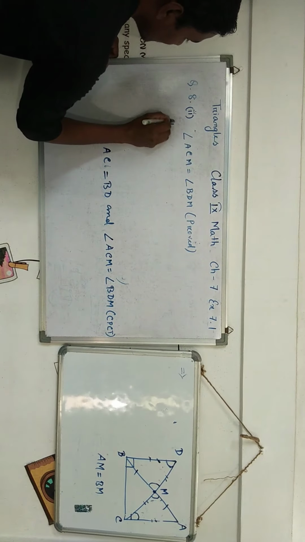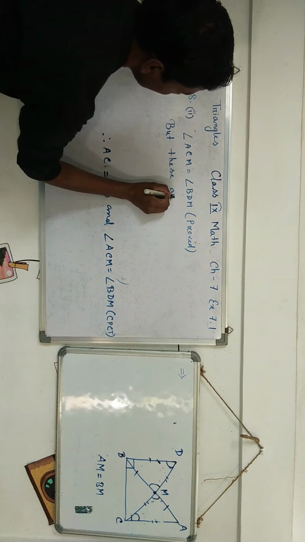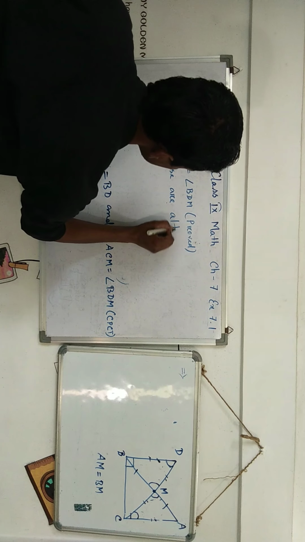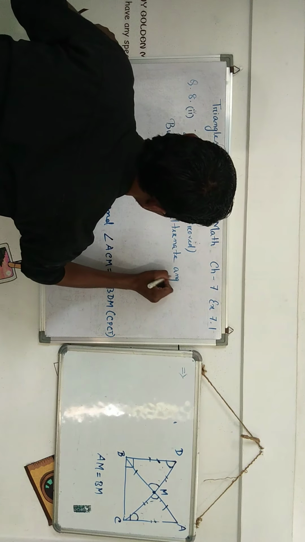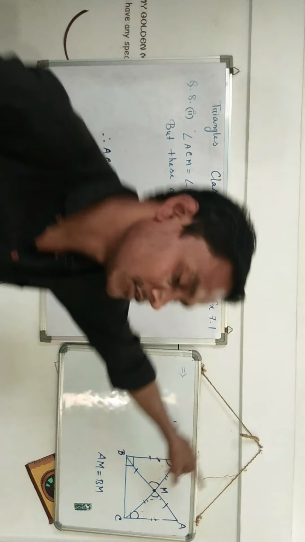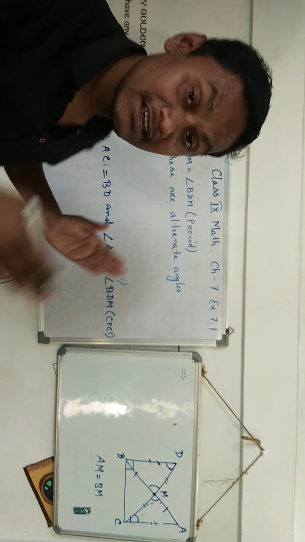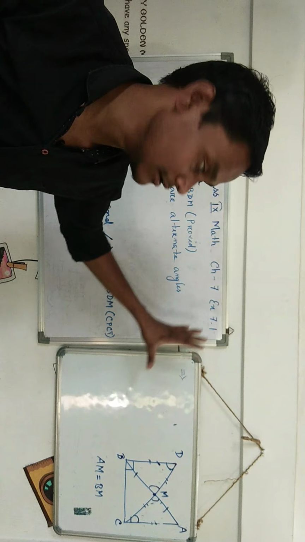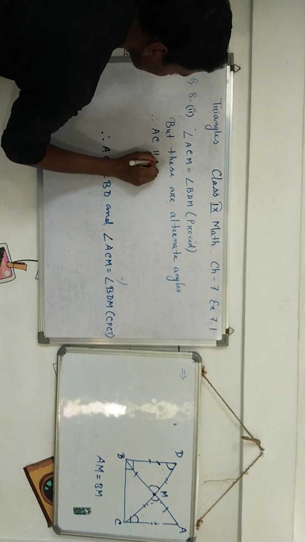So I will write what here? But these are alternate angles. Since this and this are alternate angles, therefore I can say AC is parallel to BD. AC will be parallel to BD. Therefore I will write, therefore AC parallel to BD.